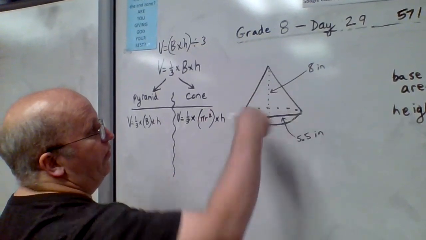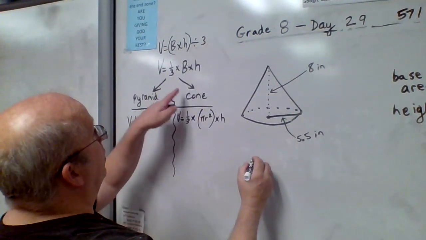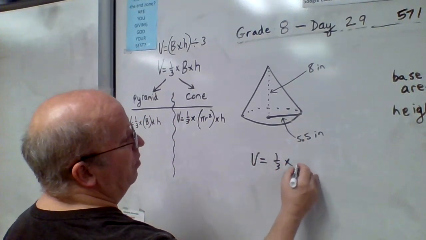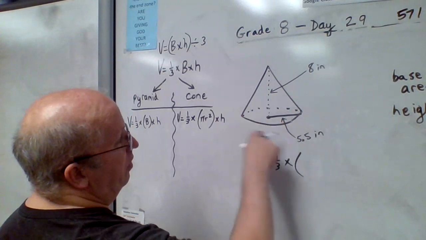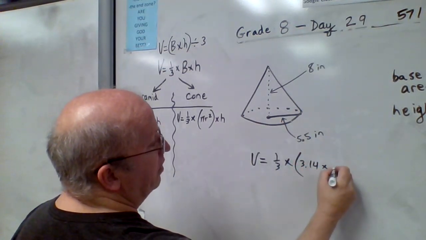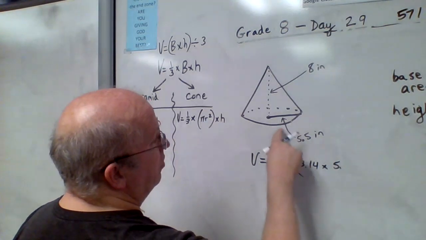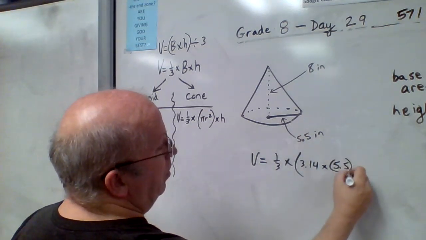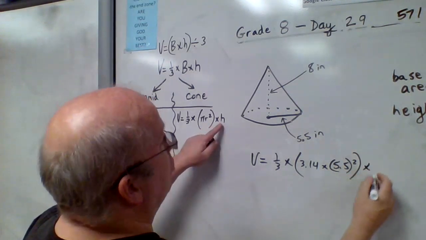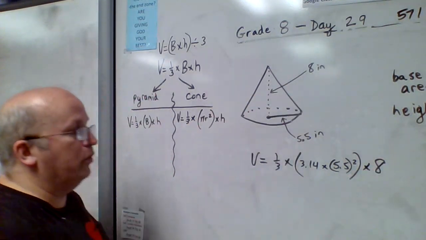Okay, here we have a cone. So using our formula over here for a cone, volume equals 1/3 times the area of the base. The area of the base is a circle, so that would be pi times radius squared. And our radius in this case is 5.5 squared. And then times our height, which in this case is that number 8.